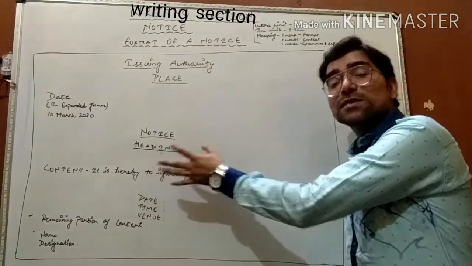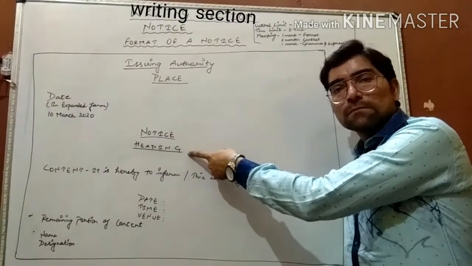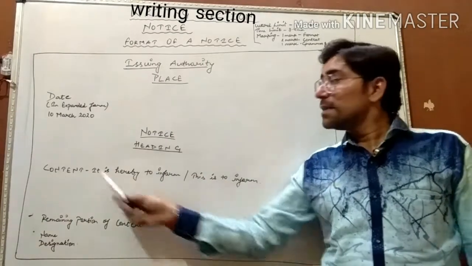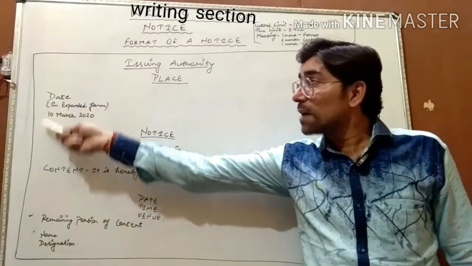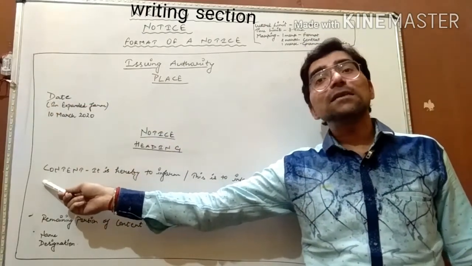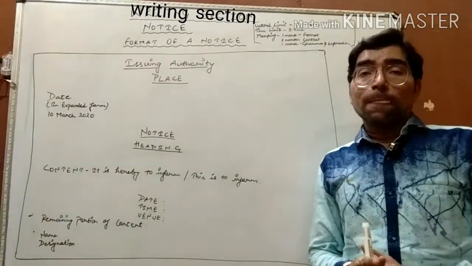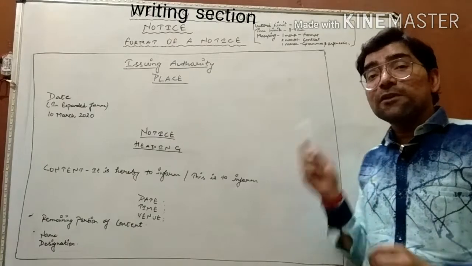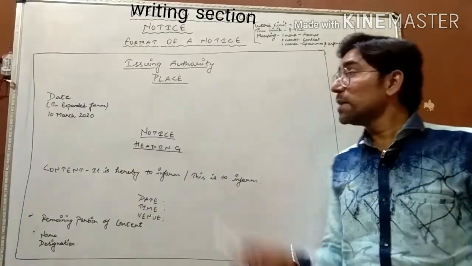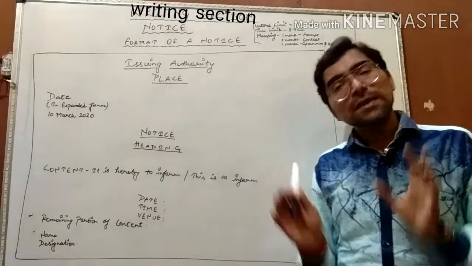Once again, come to the center of the page. You have to write notice and then heading, just below notice. Then once again, at the left corner of the page from where you started writing date, from there itself you have to start writing the content. Alignment should be proper. Once again I am telling you, your marks shall be deducted if you write improper alignment in your answer script. Make sure that you are following the same alignment which I am telling you.